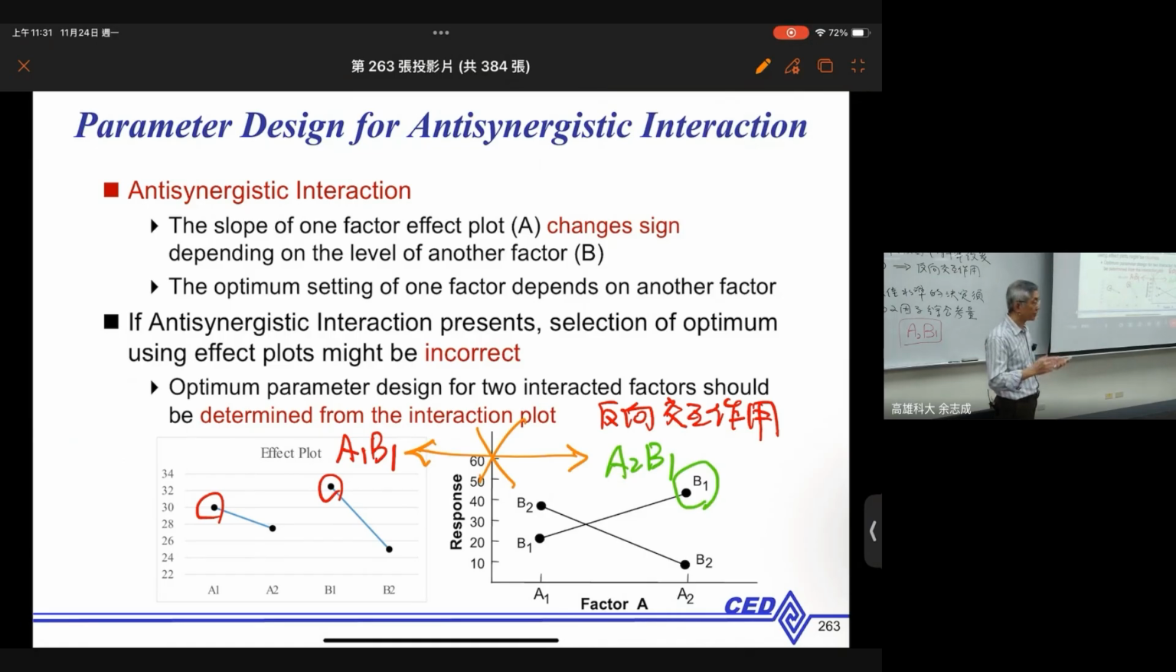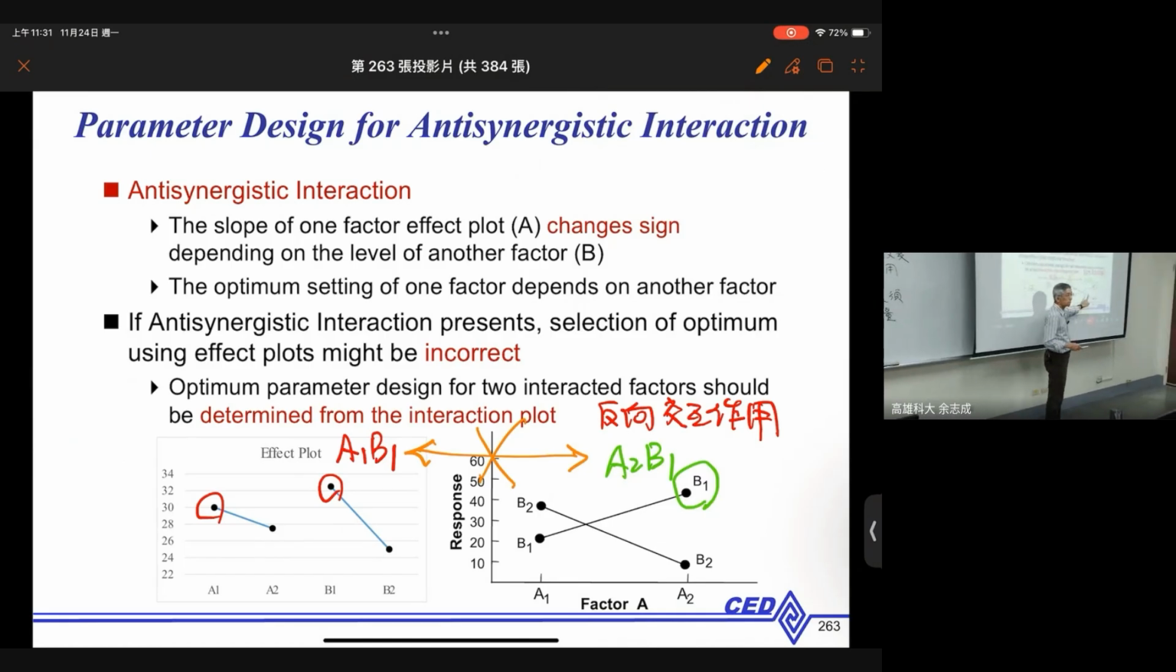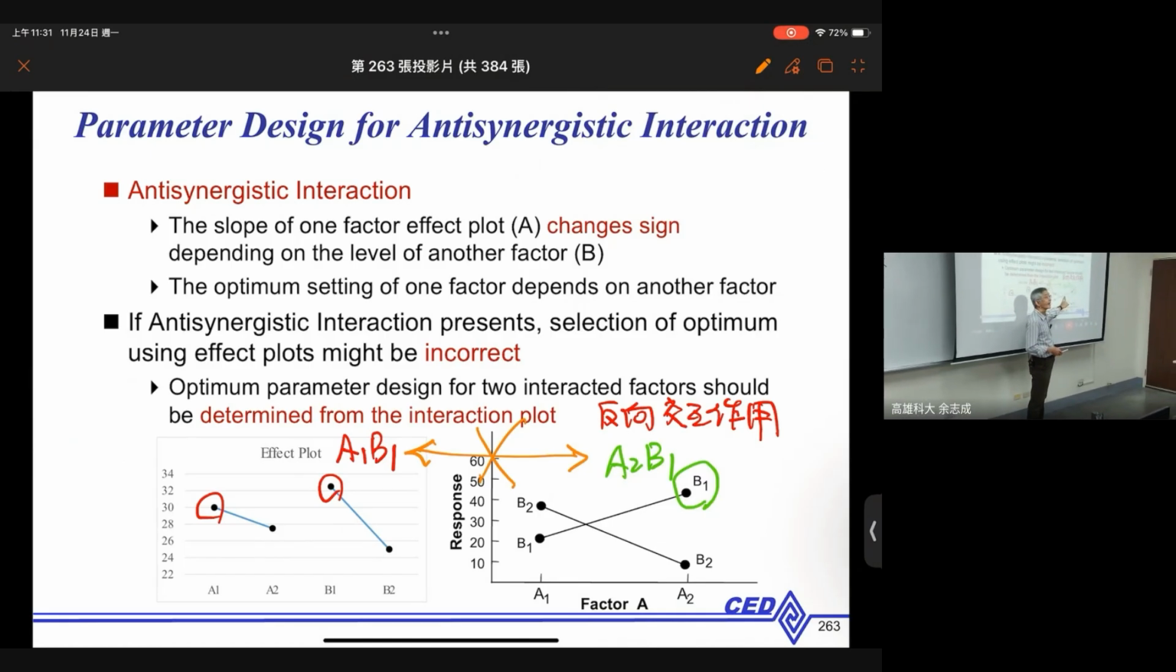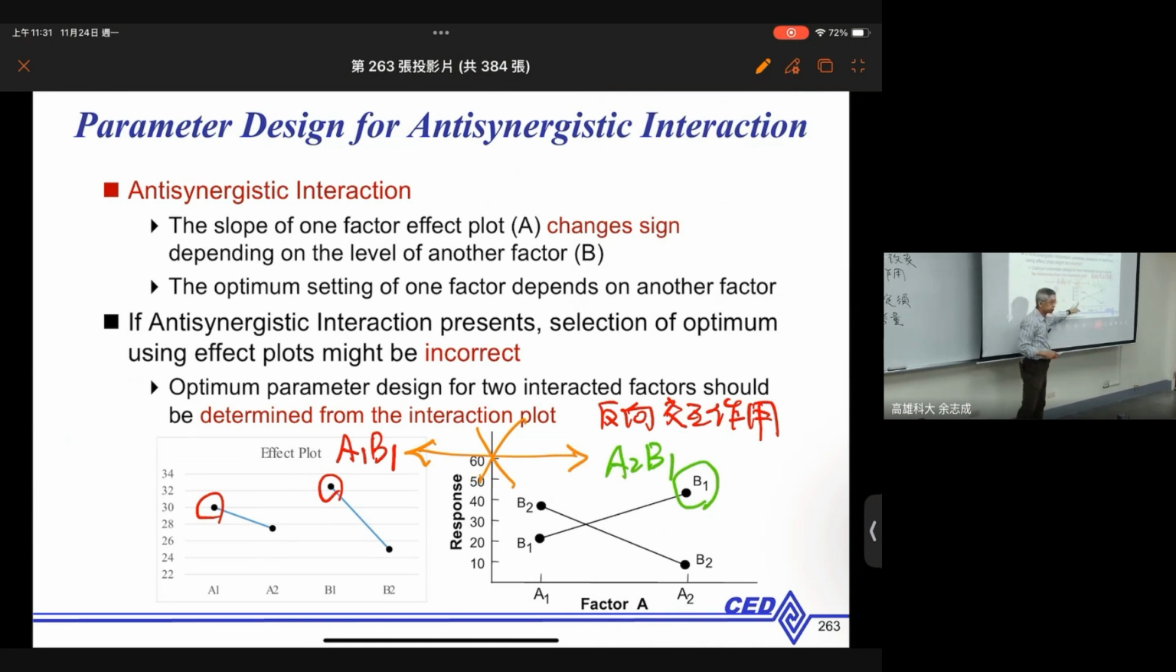So the conclusions are different. Which one should we follow? We should follow the interaction plot because there is interaction. The additive model will fail. So we should use the interaction plot.